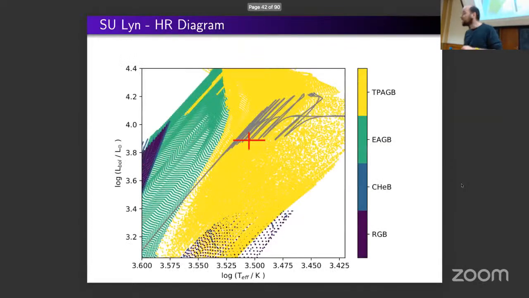What is interesting is I fitted the stellar parameters of the red giant. So here it's showing the red lines. You have evolutionary models, and the gray line is the best fitting evolutionary model. And this shows that the red giant is very early in the thermally pulsating phase. So probably it experienced its first thermal pulse, so helium flash.